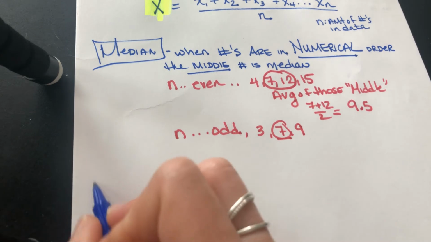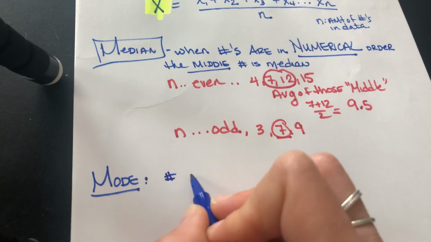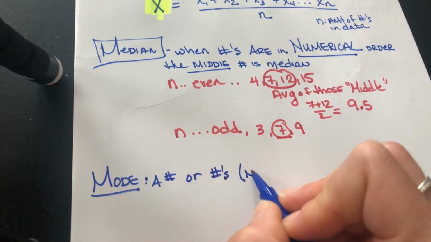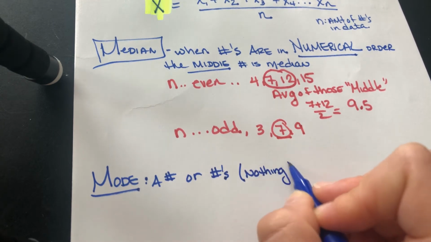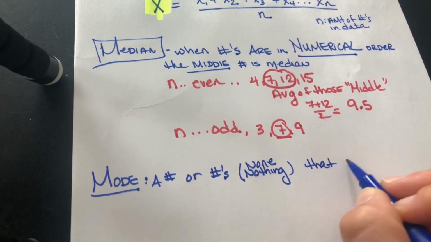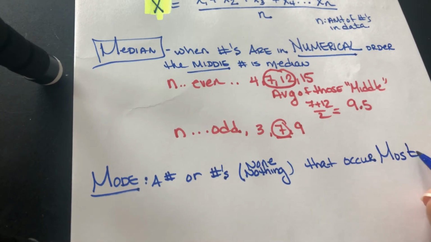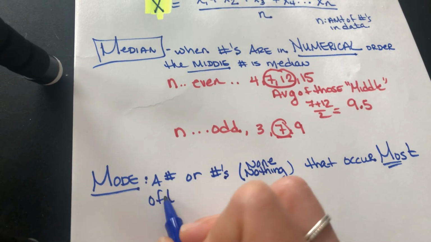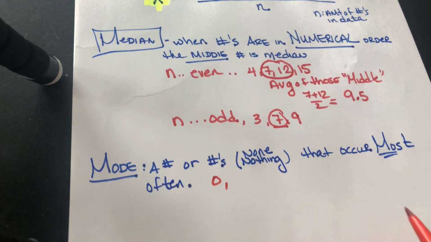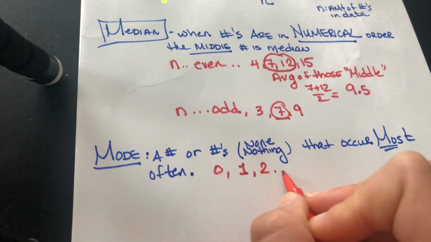Okay, next, mode. Mode is easy. You could say it's a number, or numbers can be plural, or even none, that occur most often. Think mode, M-O for mode, M-O for most often. It's a number that occurs most often. So just so you guys are aware, you can have 0 numbers occurring most often, you can have 1 number occurring most often, 2, and so forth.